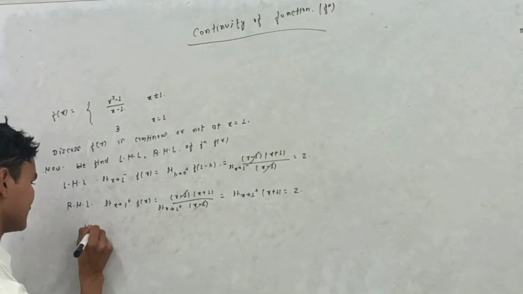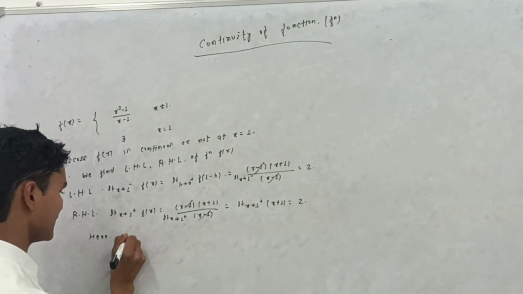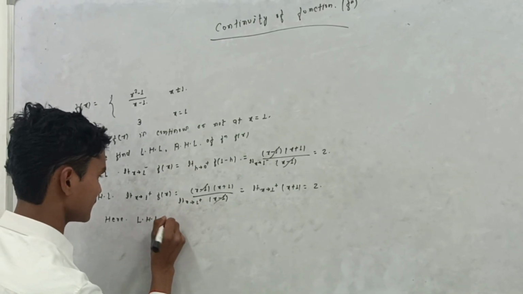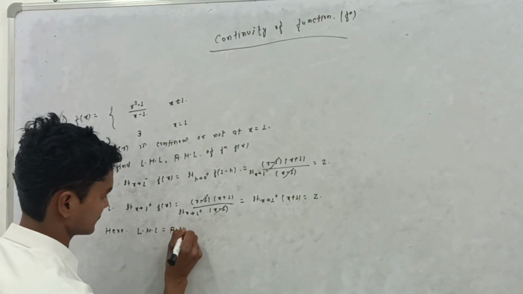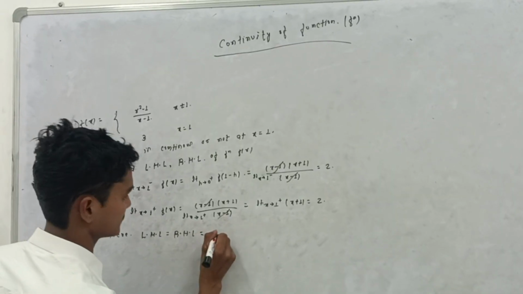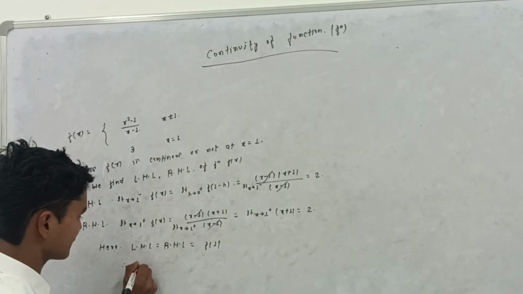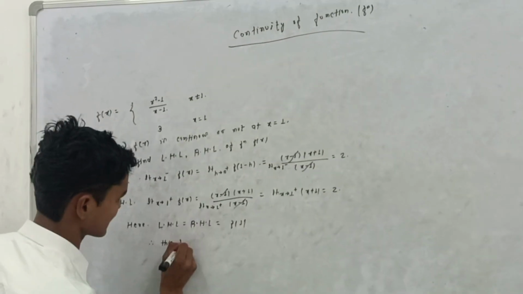Here the left hand limit is equal to the right hand limit, but not equal to f(1). Hence this function f(x) is discontinuous.